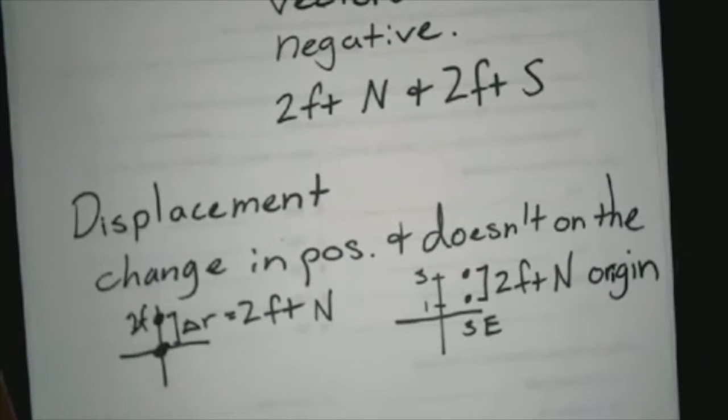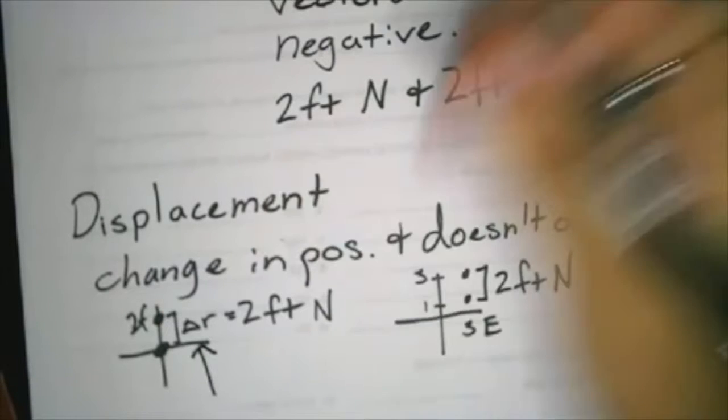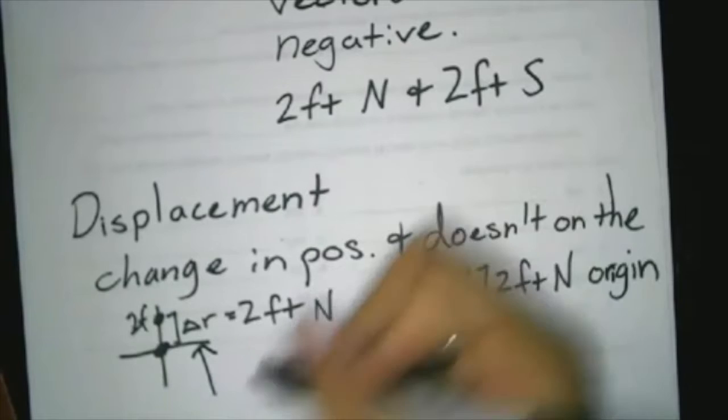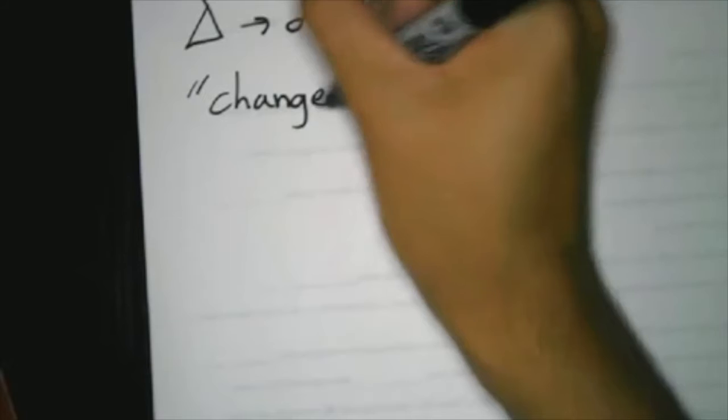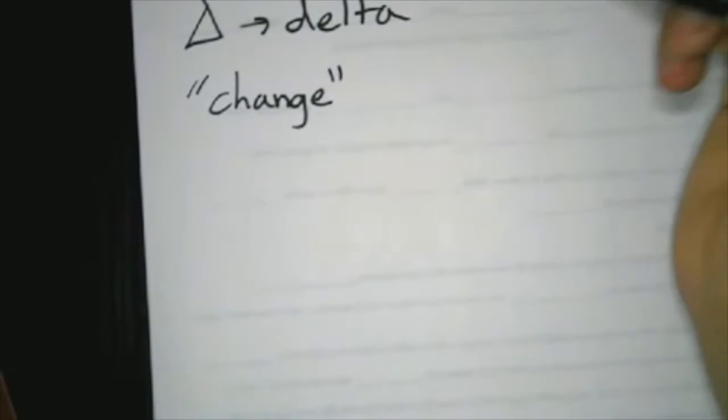I also want to take note of this nifty little symbol that I used here, the delta. Go to another page. This will be the most commonly used symbol that you'll probably see in physics. It means change. If you've taken any upper level math classes, you already know this.